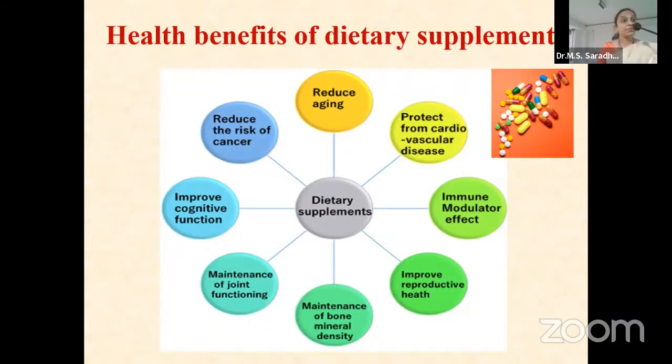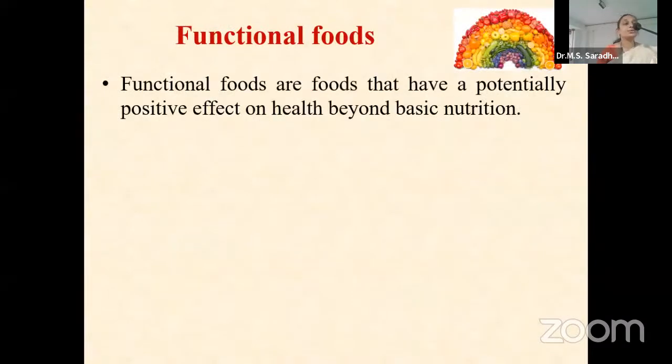They reduce aging. They give protection from cardiovascular disease. They act as immune modulators. They provide or improve reproductive health and maintenance of bone mineral density and joint functioning. They improve cognitive functioning and reduce the risk of cancer. Now, once nutraceuticals, nutritional supplements, and dietary supplements pop in, you will be wondering about another compound called functional foods. Functional foods are foods that have a potential positive effect on health beyond basic nutrition.